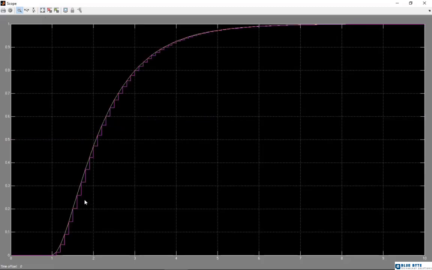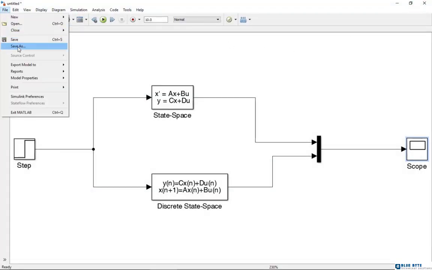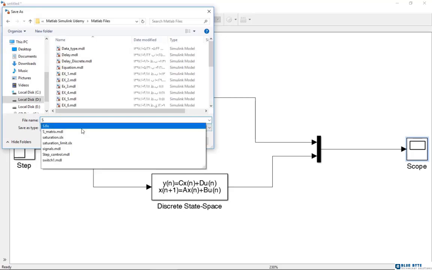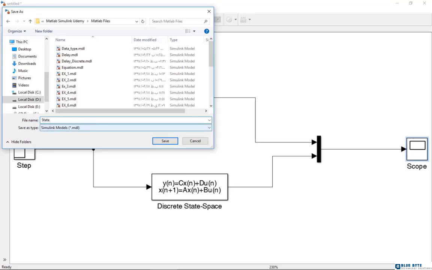As you can see, the continuous mode is shown in yellow color, and the discrete mode is the purple one, which is following the yellow line with 0.1 second sample time. So as you saw, we can simulate system equations both in discrete and continuous modes. Now I save this one as state space. Okay, now I save it as state space discrete.